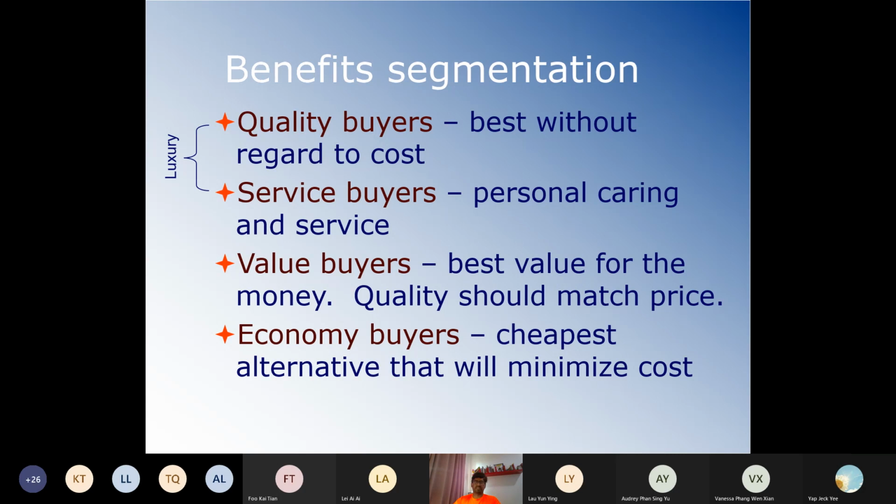And economy buyers are the people who always want the cheapest alternative that will minimize the cost. Anything that comes, they see a product, they know the price, and their mind will quickly look for the alternative with the lowest price, and they will buy that. These economy buyers will not be much concerned about the durability of the product. They just need an alternative at that moment. Whereas the quality buyers will be more concerned about the durability of the product, how long the product is going to serve them.